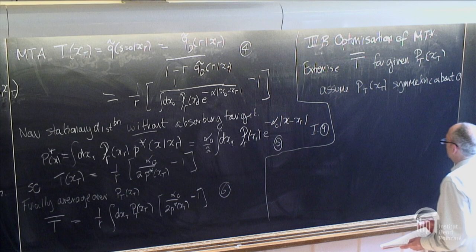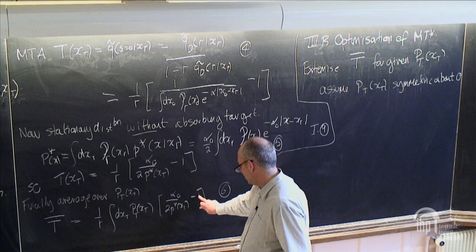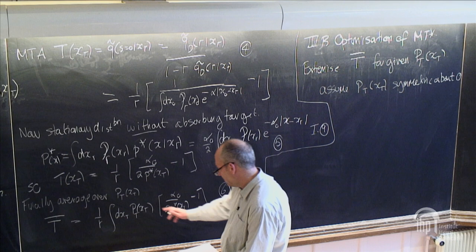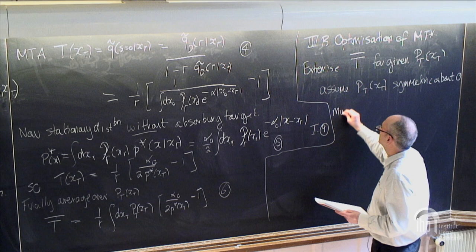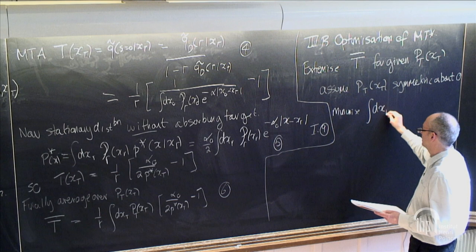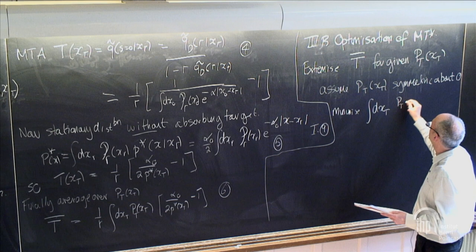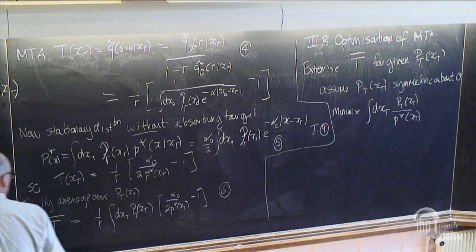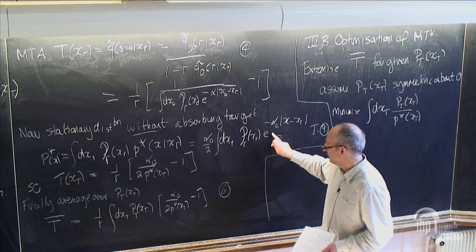So what we have to do, if I look at this, well, this bit here, the minus one is just going to give me a constant. Alpha naught's a constant. So what it boils down to is trying to minimize the following integral. So we want to minimize the integral with respect to the target position, PT of xt over P star of xt. Now, P star, where did it go? Here it is, equation 5, in terms of the resetting distribution.